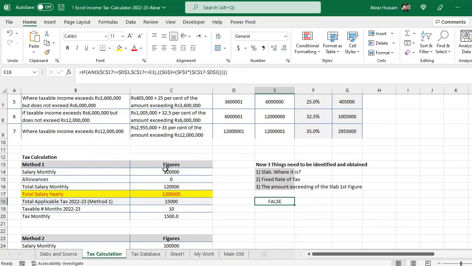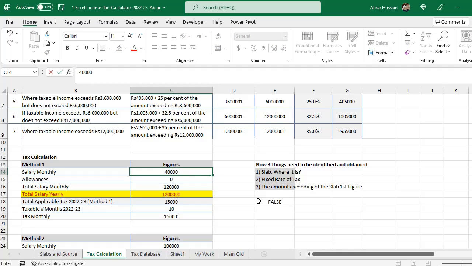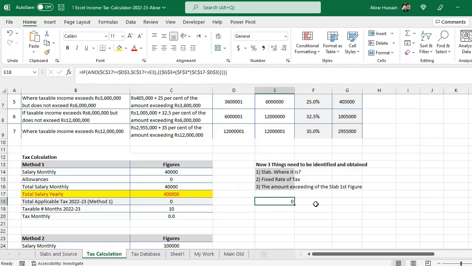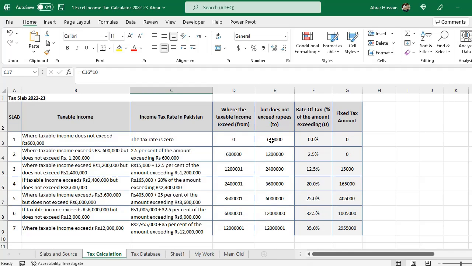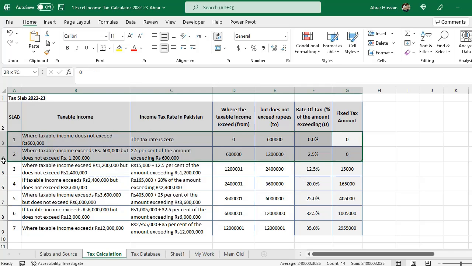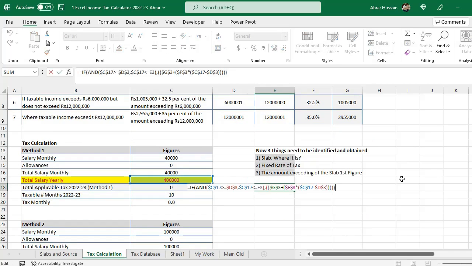Now for example, if this salary is 40,000, here you see the false has changed to 0, because your yearly salary is only 400,000 and the tax amount starts from 600,000. So it's 0 here. So it is also 0 here.